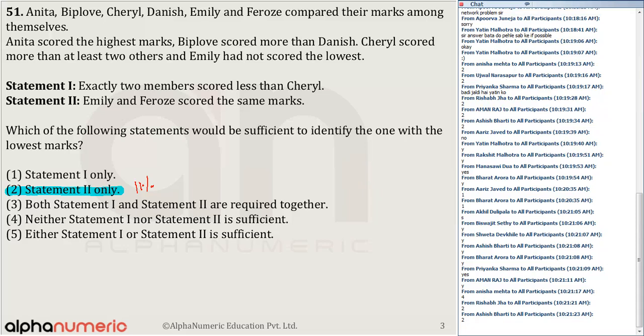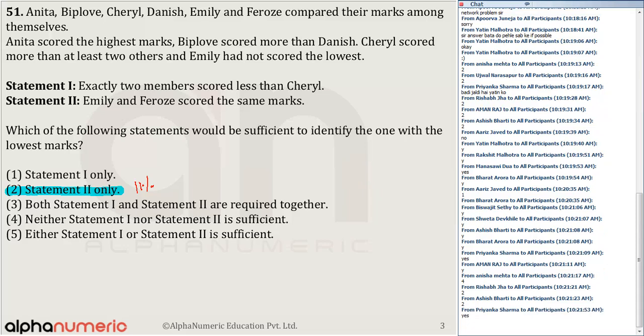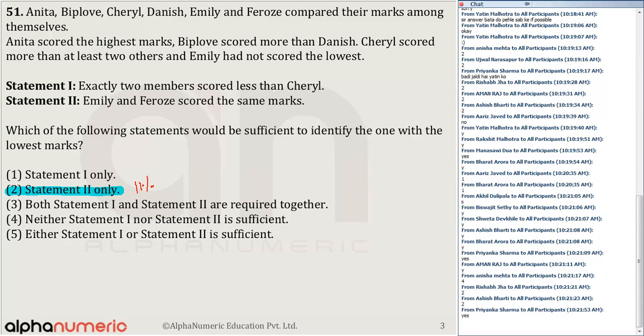Should I discuss this? I will have to. Many people have got it wrong. Maximum people have marked the answer as option number 4, which is the wrong answer.